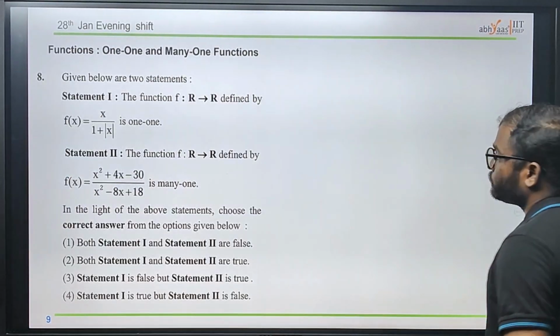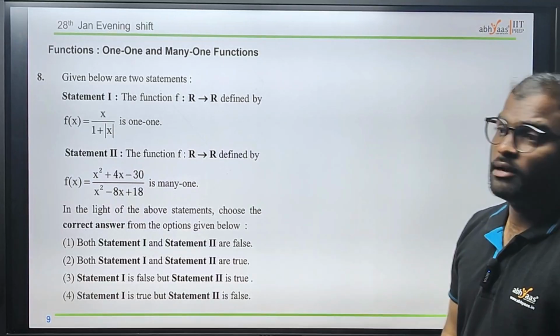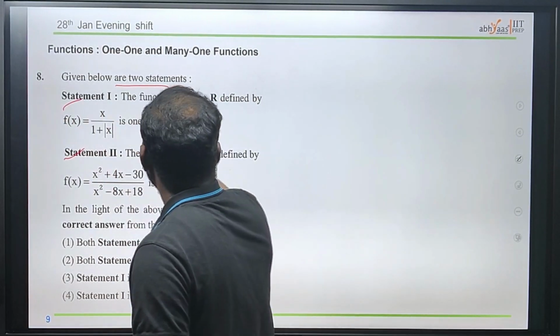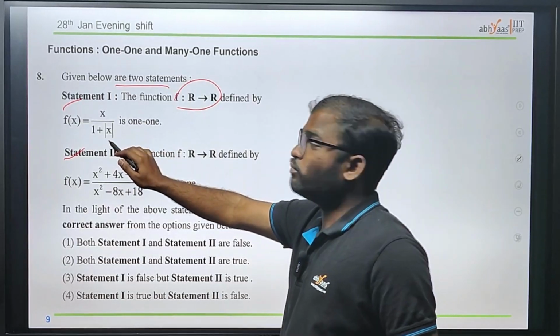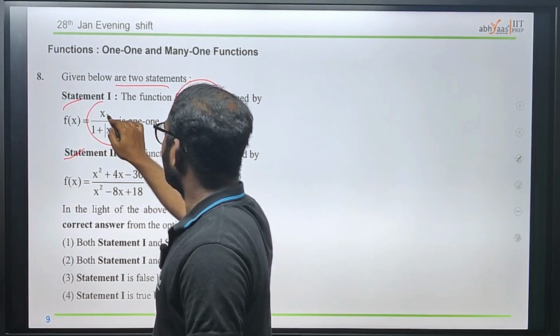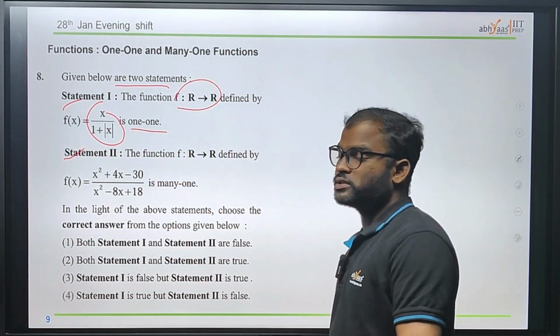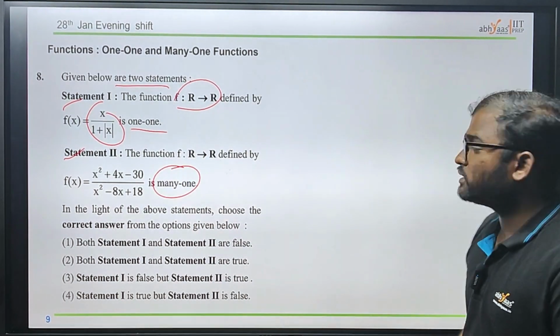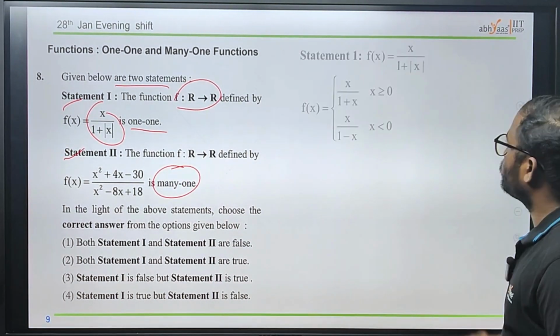Next, we have a question on one-one and many-one functions, with two statements given below. They have given one function, which is this modulus function, which is saying that it is one-one, and another function which is saying many-one. Now we need to check whether the given statements are correct or not. Let us proceed with that.